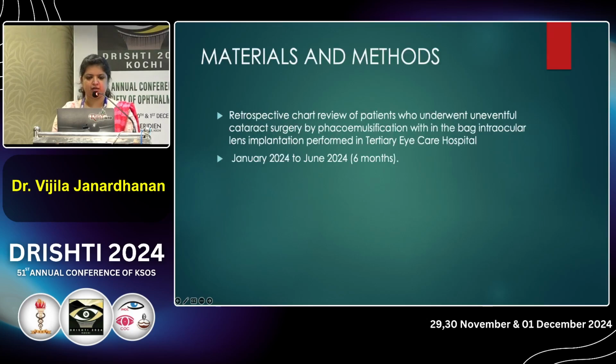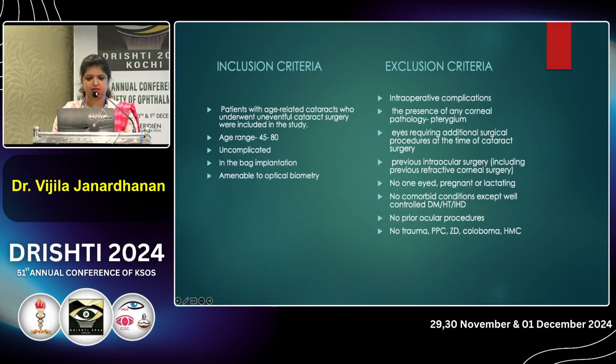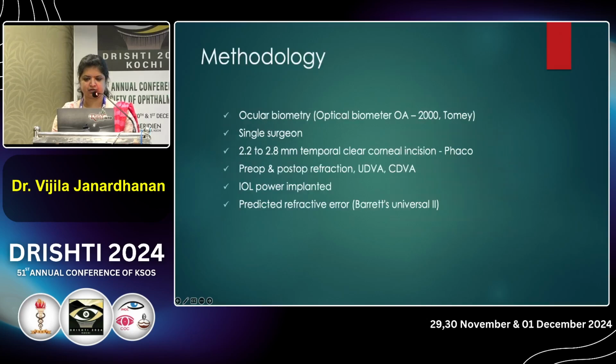A retrospective chart review of patients who underwent uneventful cataract surgery by phacoemulsification with in-the-bag intraocular lens implantation was performed. The study duration was around 6 months. Inclusion criteria: patients with age-related cataracts who underwent uneventful cataract surgery, within the age range of 45 to 80, and amenable to optical biometry were included. Exclusion criteria included intraoperative complications, the presence of any corneal pathology, any prior ocular surgeries, or requiring any additional surgical procedures at the time of cataract surgery. No traumatic cataract, PPC, zonular dialysis, coloboma or hypermature cataracts were included.